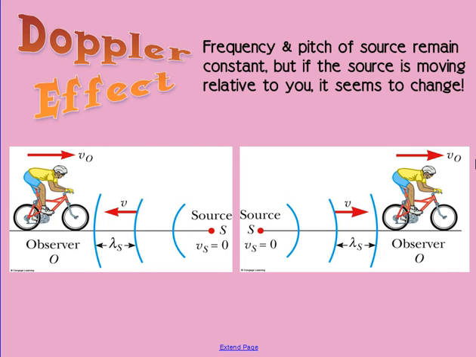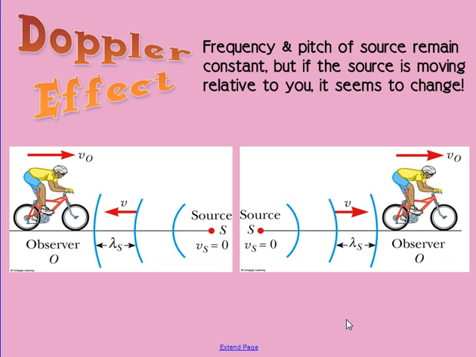Here we have a stationary source and a moving observer. You'll see that the wavelength of that source is constant, and therefore what is being emitted is constant. But the biker in the picture on the left will experience those wave fronts more frequently than if he were standing still. Because he experiences those wave fronts more frequently, the frequency of the wave that he hears will be higher.